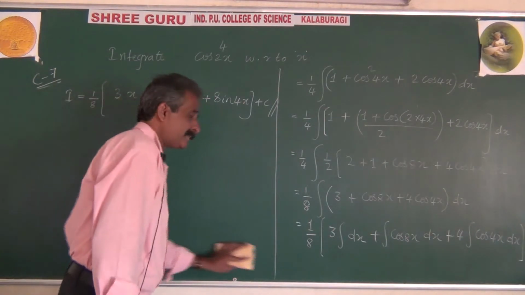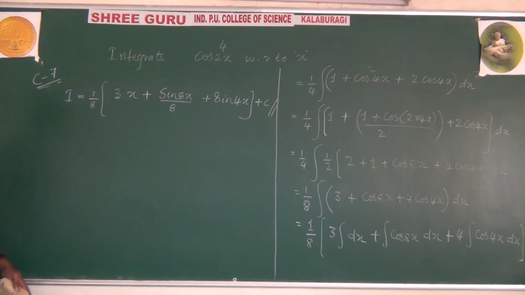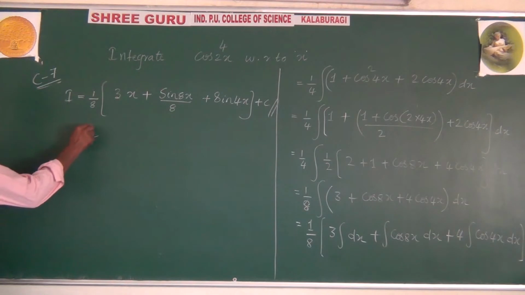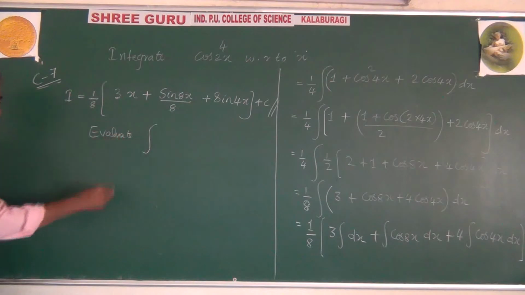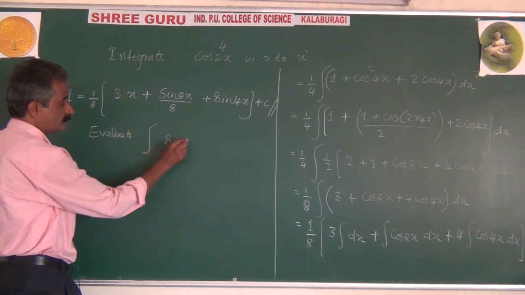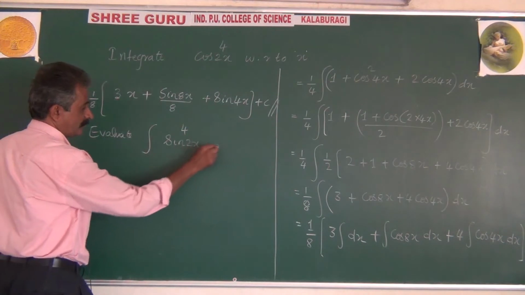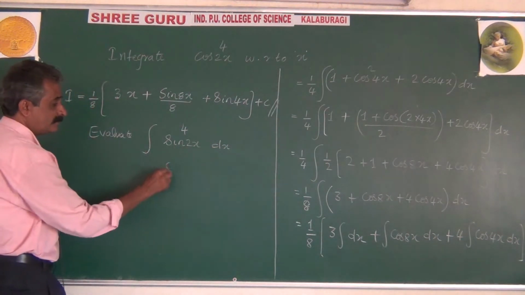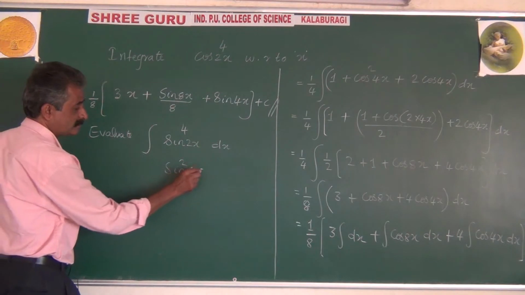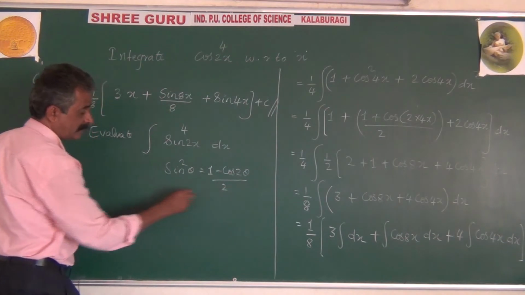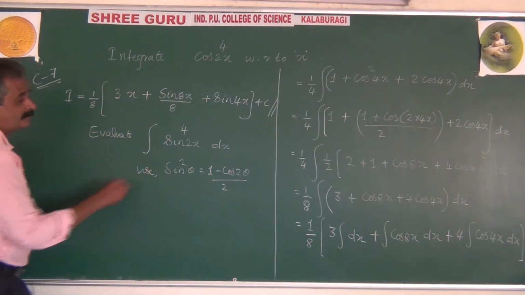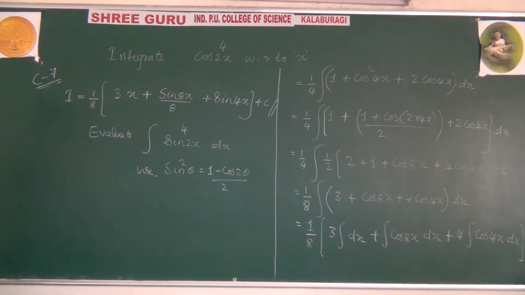Next one, very much identical. You try it yourself. It will be helpful for your problem solving mechanism. Try it yourself. Evaluate the integration of sin 2x to the power of 4. Try it, and here is the hint: use the sin square theta formula as 1 minus cos 2 theta by 2. Remaining steps are like in the last problem. You try it yourself, so that it is good practice for you. Next question.